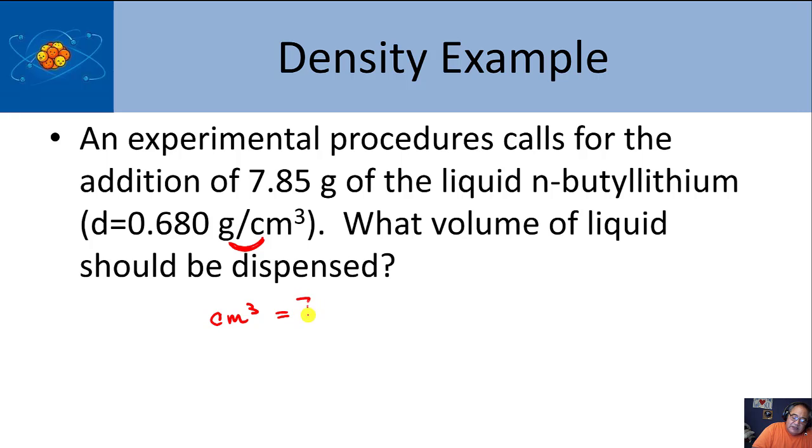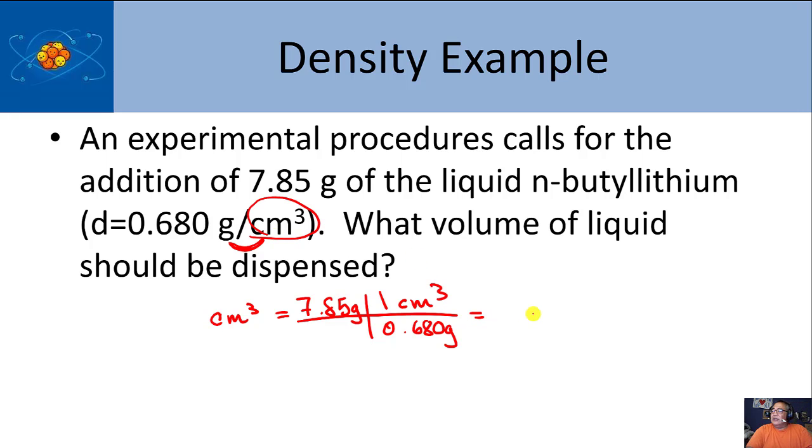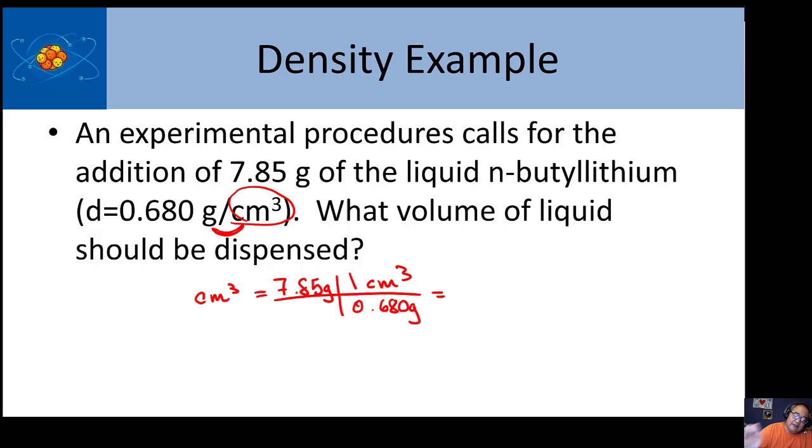I'll start with my given, 7.85 grams, and then I'm just going to multiply it so the units cancel. So it's going to be 0.680 grams for 1 centimeter cubed. And that's how you would write this part here, right? And you plug that into your calculator, which of course, I've got to go back to this guy.